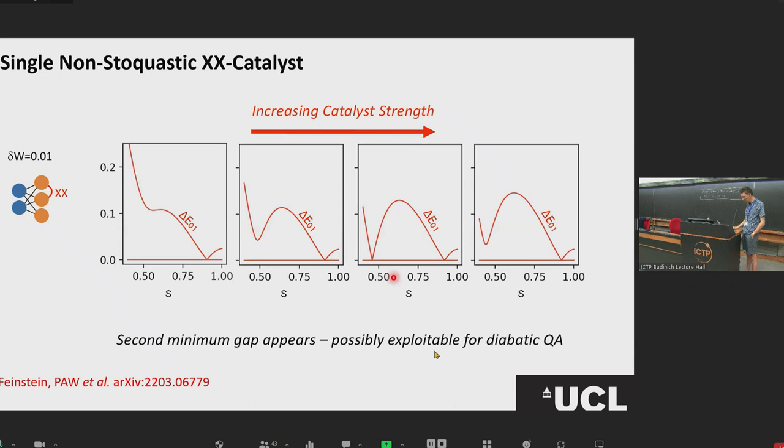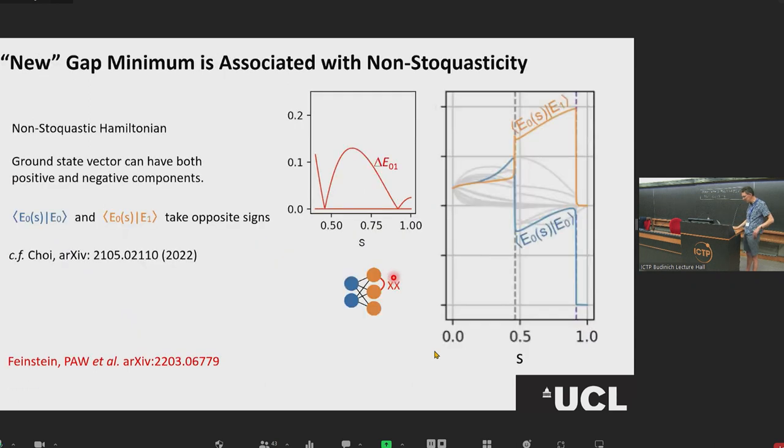So where is this second gap coming from? Well, it's certainly related to the non-stochasticity in some sense. One of the key features of non-stochasticity, of course, is that you can have negative amplitudes on the ground state, and that seems to be what's going on here. This value of the XX interaction gives us this minimum in the additional gap that's appearing, and the state spectrum is shown on the right-hand side. Again, the blue line is the weight of the instantaneous ground state on the problem ground state.